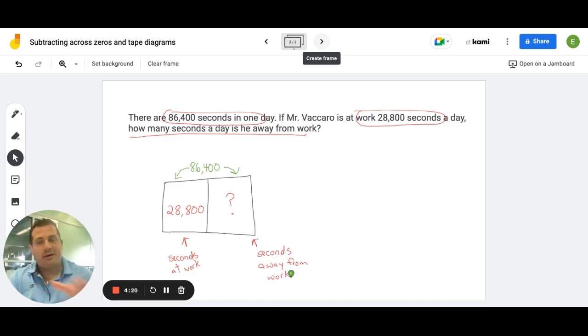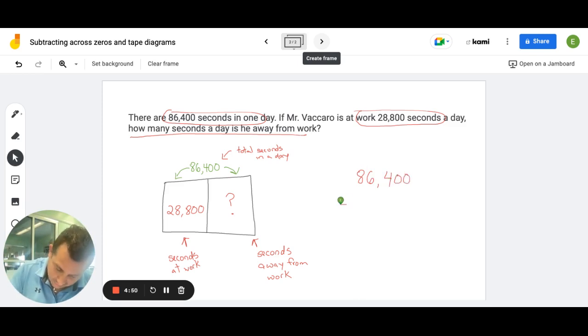Now, you don't have to label your tape diagram like that. For me, it's my thinking of what part each represents, just like I know this is total seconds in a day. To figure this out, I'm going to have to subtract. I have my total seconds in the day, I'm going to subtract the seconds that I'm at work, and that will give me the seconds I'm away from work.